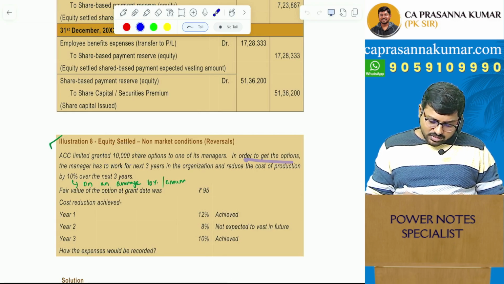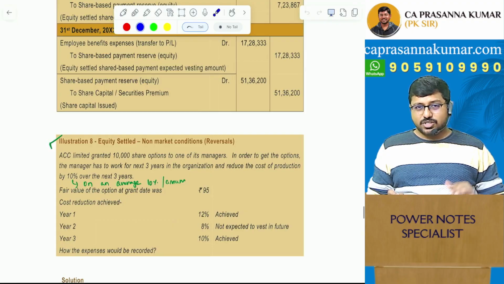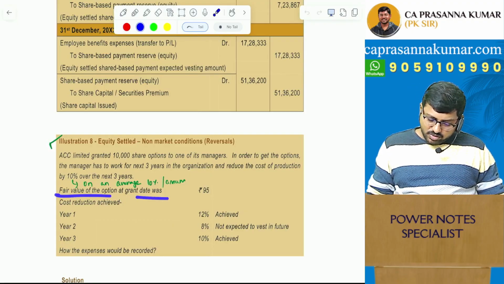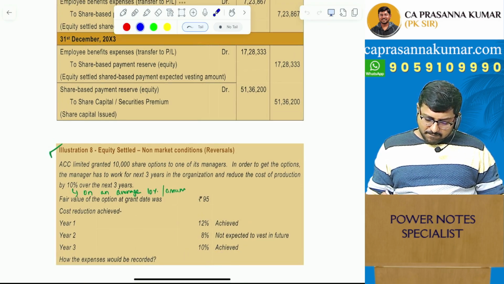In order to get the options, the manager has to work for 3 years, a service condition, and reduce the cost of production by 10% over the next 3 years. So it is a non-market condition; a performance condition comes under non-market condition. Fair value of the option on the grant date, which is important for us, is 95. Cost reduction achieved: first year 12%, second year 8%, third year 10%. How the expenses would be recorded? That is the question. Just read the question.